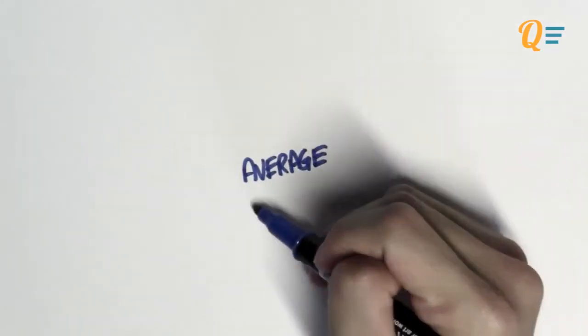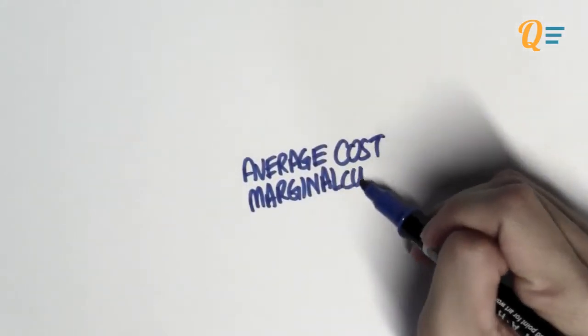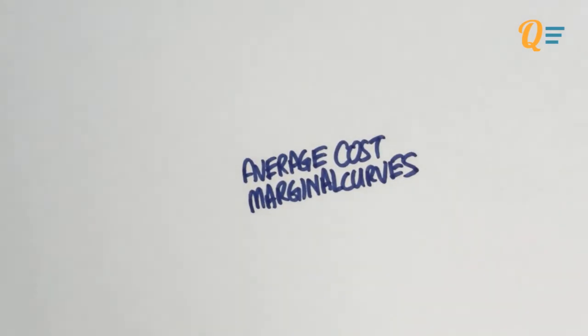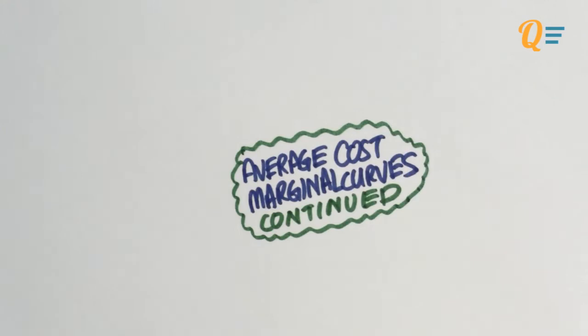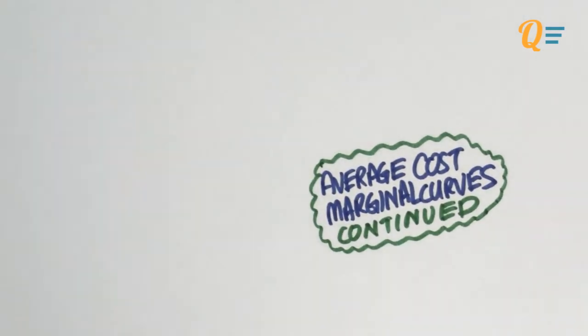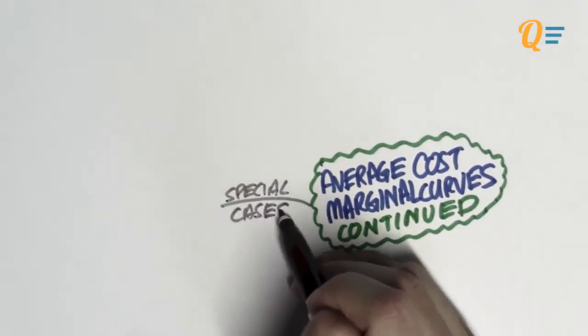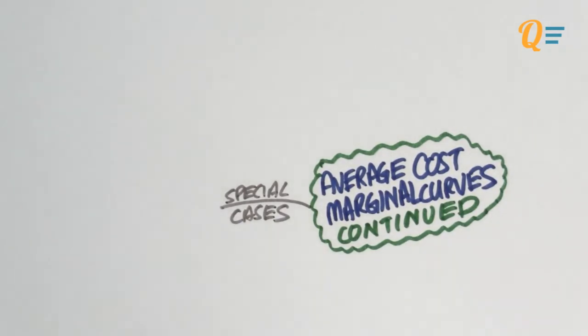Okay, hi guys. This video is a continuation from the previous video. We will still be talking about the average and marginal cost curves, and we'll be talking about the special cases as well as the dynamics of how these curves are going to move. So let's begin with the special cases.